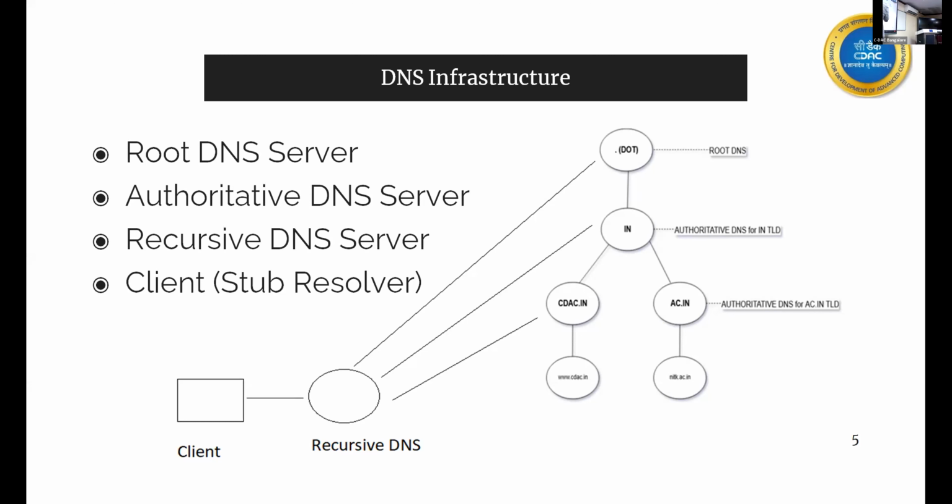Now, the root DNS server will reply saying that I don't know about www.cdat.in, but I know who you can contact and ask, right? So it will reply saying that you can please ask the .in domain name server, because in the URL, what I'm asking for is .in. Root only knows about the TLD, top level domain. What is .in?